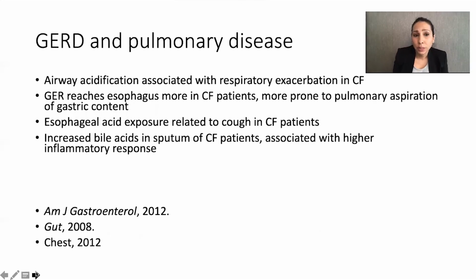Gastroesophageal reflux and pulmonary disease has also been well described. Airway acidification is associated with respiratory exacerbations in CF. The gastroesophageal refluxate reaches the esophagus more in CF patients, and they're more prone to pulmonary aspiration of this gastric content. Esophageal acid exposure related to cough in CF patients has been described. And increased bile acids in the sputum of CF patients are associated with higher inflammatory response.